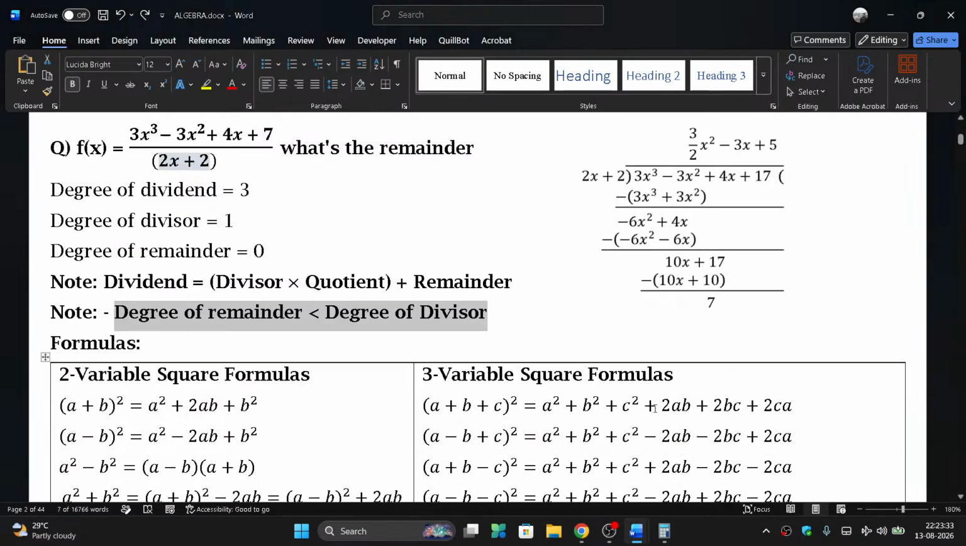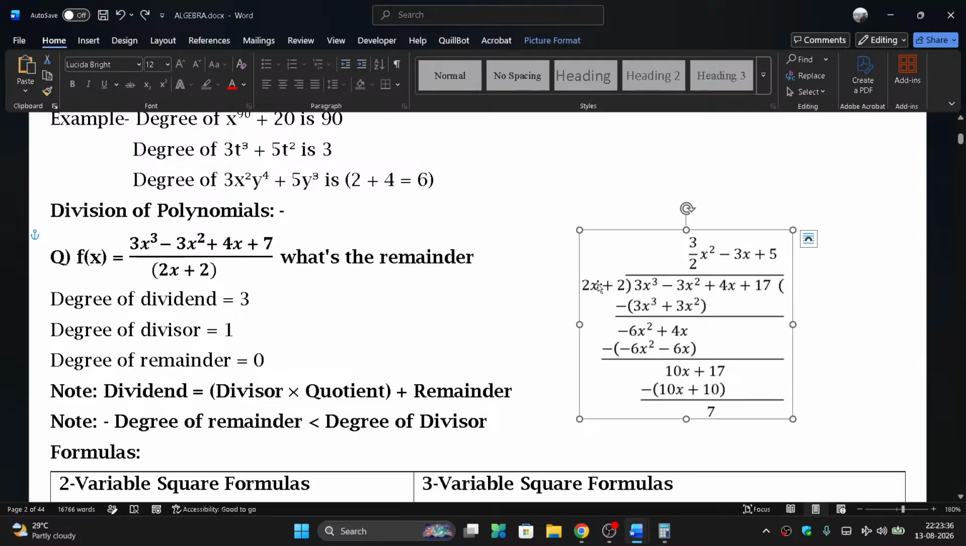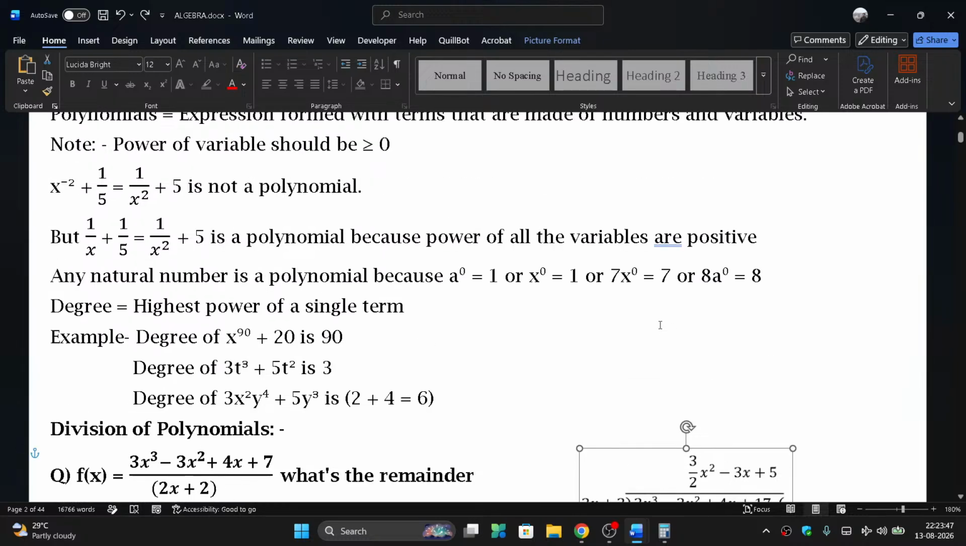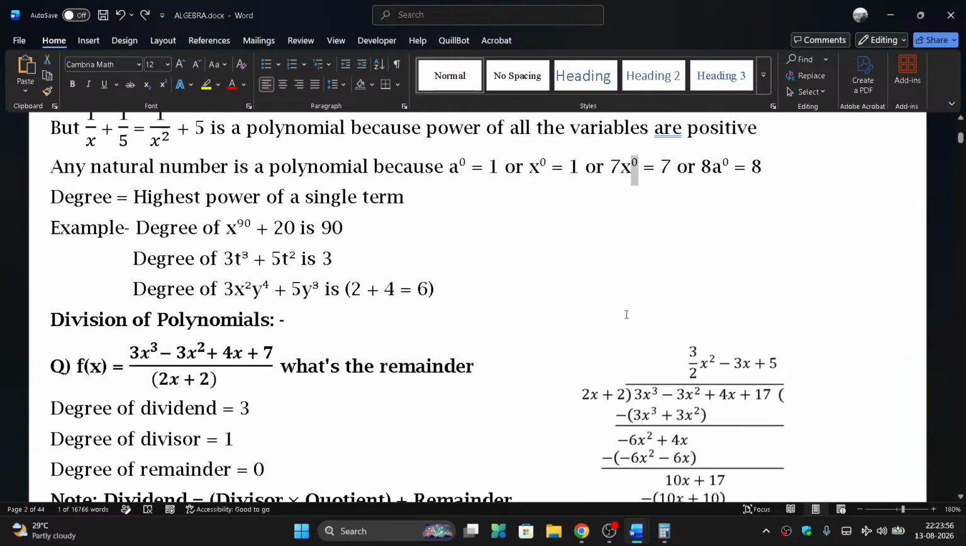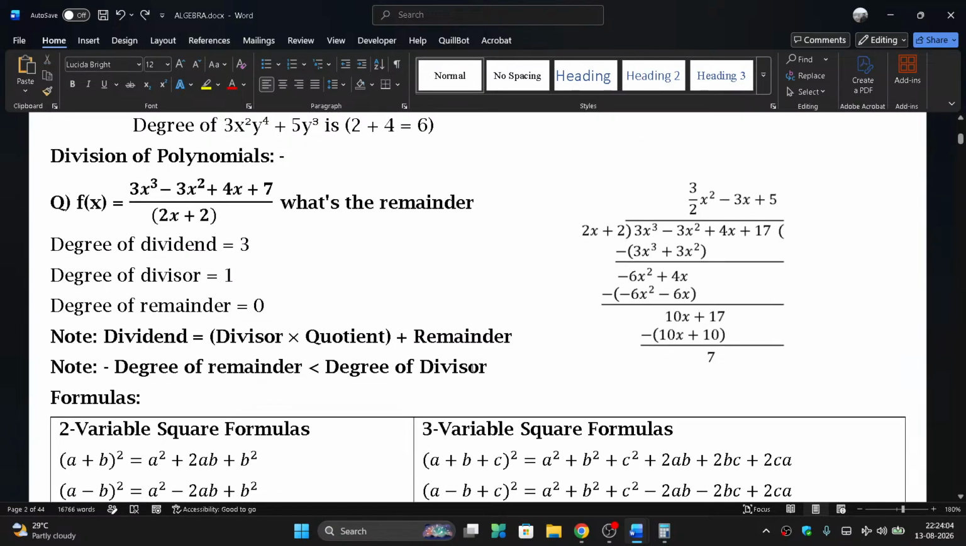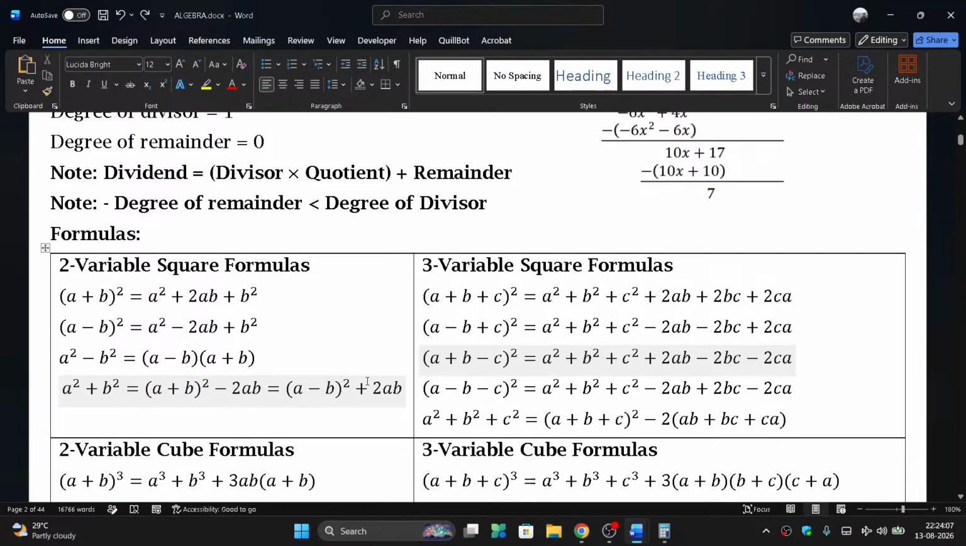So here the degree of the divisor is 1, and the degree of the remainder is 0, because 7 is 7. If we want to show it in terms of polynomials, it is 7x to the power 0 equals 7. So the degree of the remainder is 0. Any number is equal to that number times any variable to the power 0, if you want to express it in terms of a polynomial.